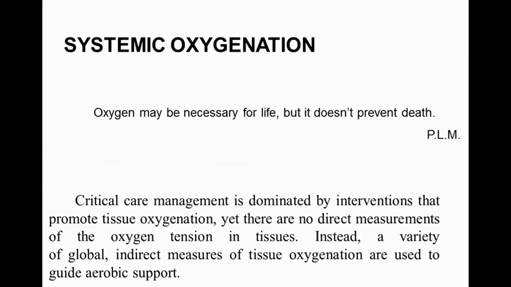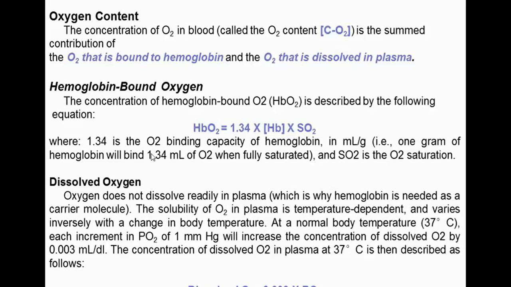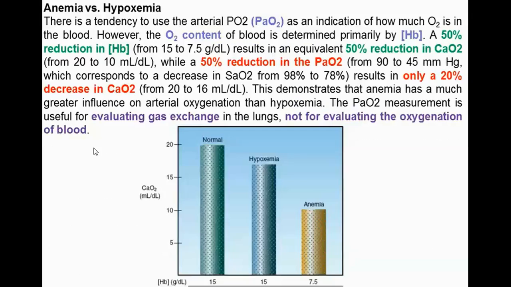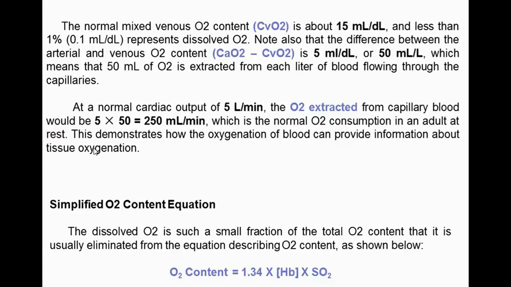This is the oxygen binding capacity of each gram of hemoglobin. Each 1 gram of hemoglobin can bind maximally about 1.34 milliliters of oxygen to be fully saturated. This is the constant. This is a simplified equation. The last sentence here summarizes that the oxygen content of the blood is thus equivalent to the hemoglobin-bound oxygen.